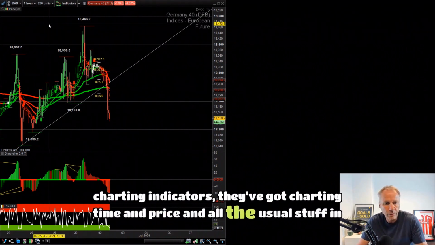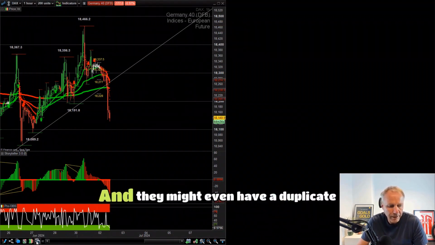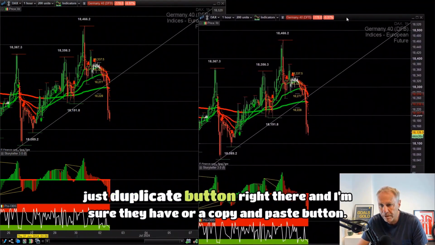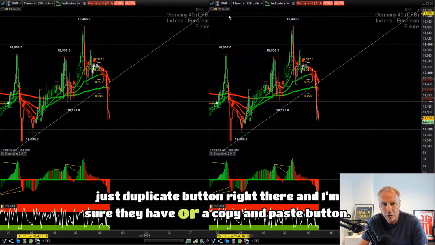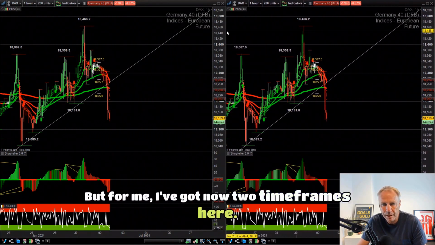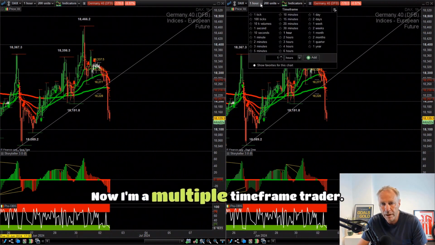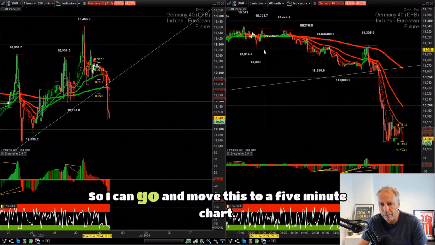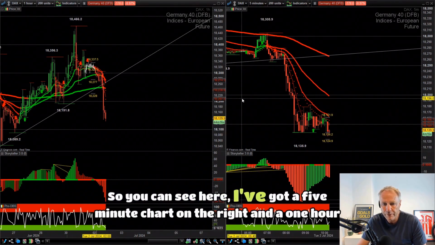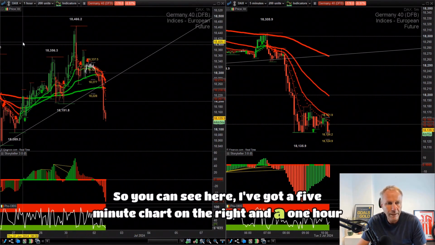they've got charting indicators, charting time and price and all the usual stuff in any chart package, and they might even have a duplicate button right there, or a copy and paste button. But for me, I've now got 2 time frames here. Now I'm a multiple time frame trader, so I can move this to a 5-minute chart. So you can see here I've got a 5-minute chart on the right and a 1 hour time frame on the left.